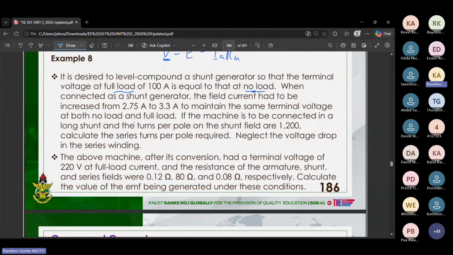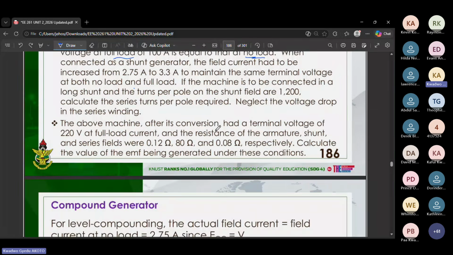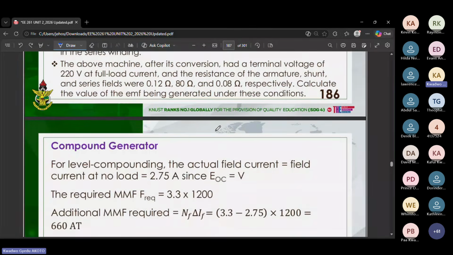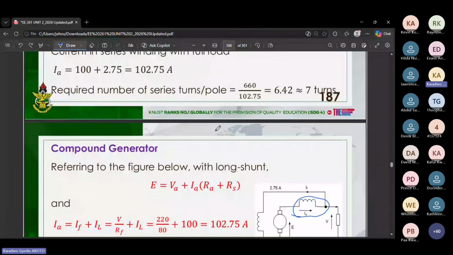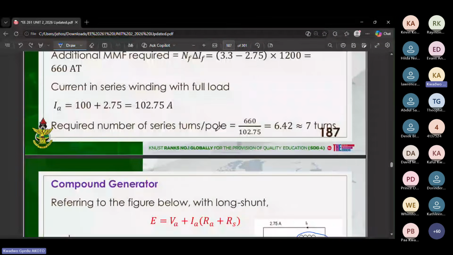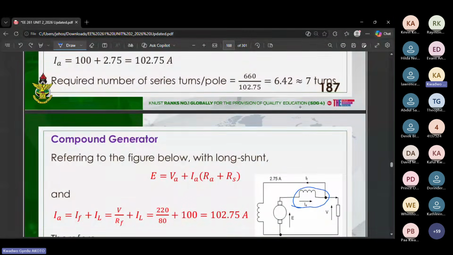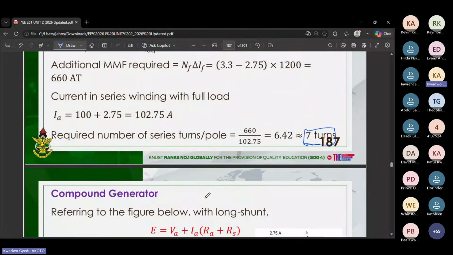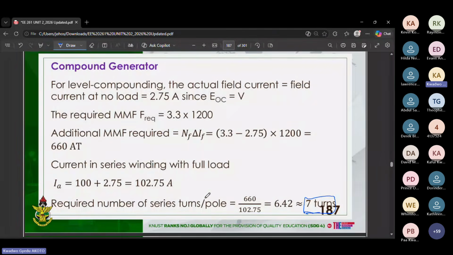The first part is going to end somewhere here. The series turns per pole required. So let's take that one first. Okay, so the first thing we need to know is that for level compounding, the actual field current is equal to the field current at no load, right? Since we are trying to get our terminal voltage to be equal to our no load voltage, right?